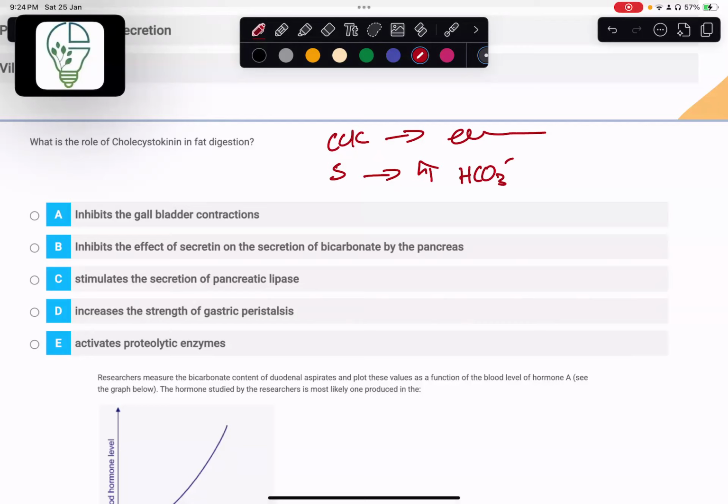Does it inhibit gallbladder contractions? No. Inhibits effect of secretin? No. Increases strength of gastric peristalsis? No. Activates proteolytic enzymes? Enzymes, maybe, but proteolytic or activates. No, it does not activate them. Enterokinase and trypsin activates them. So the answer is C. Stimulates the secretion of pancreatic lipase.